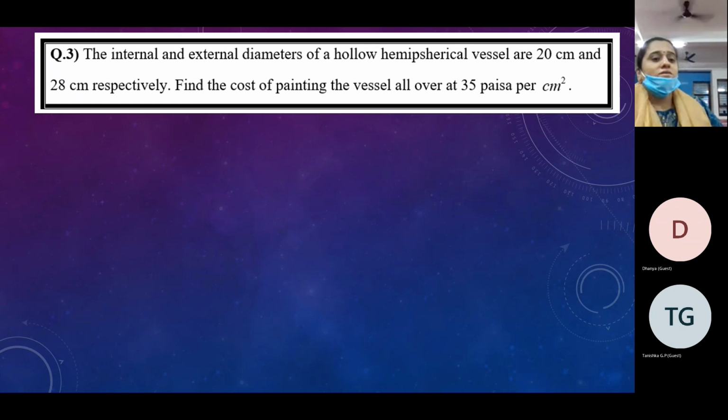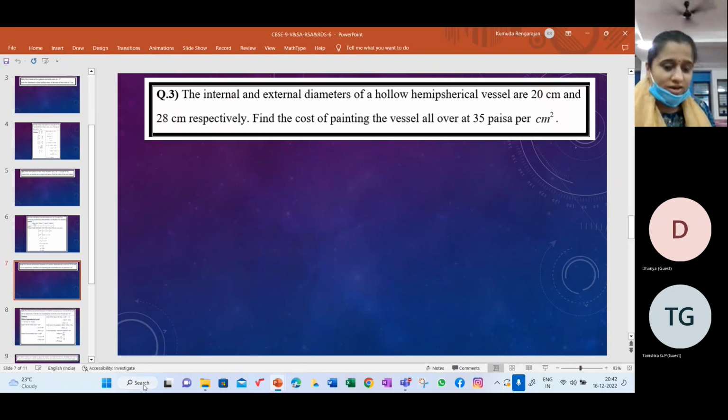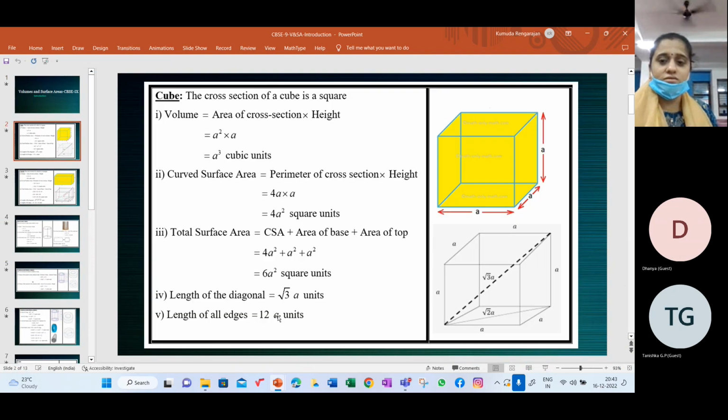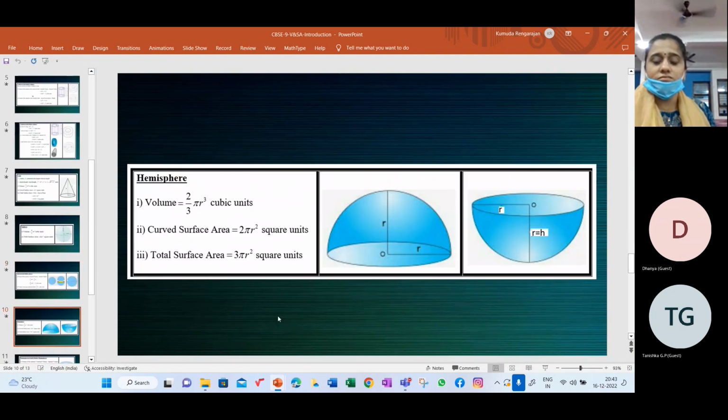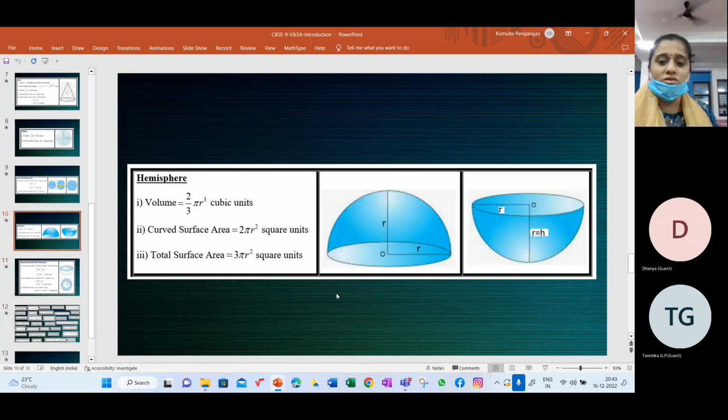The internal and external diameters of a hollow hemispherical vessel. That means half a coconut. Imagine half of a coconut. Imagine a coconut which is a perfect sphere. Not a bowl. I'll just show. This is a bowl. This is a bowl. This is also a bowl.